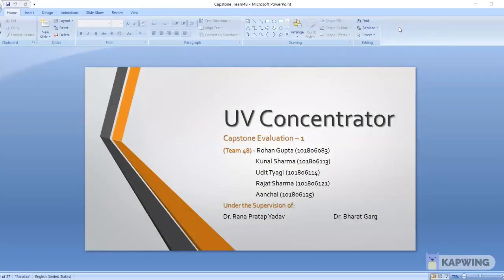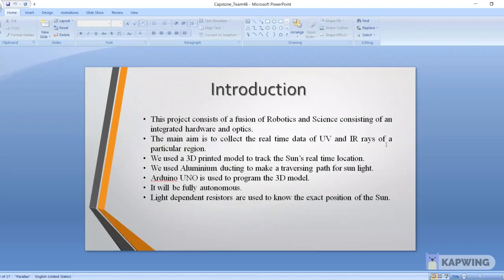So now let's go through our presentation on this capstone project named UV Concentrator, and as all the team members have introduced themselves, let's start with the introduction part. This project is mainly a fusion of robotics and science, consisting of integrated hardware and optics to collect the real-time data of UV and IR rays in a particular region.